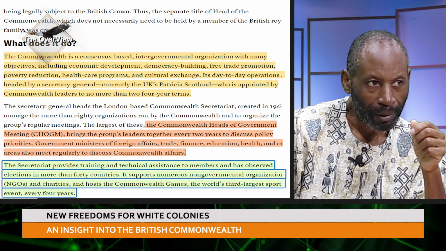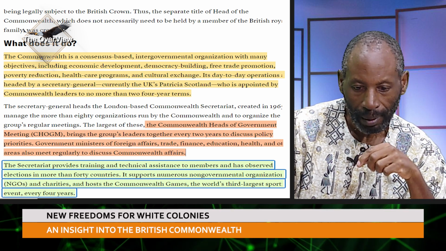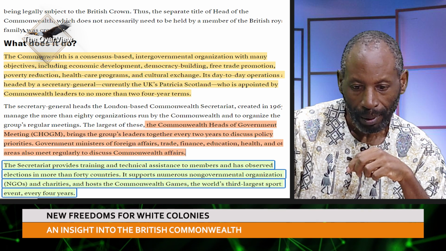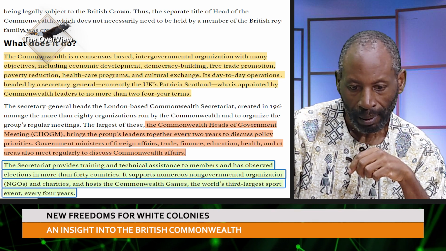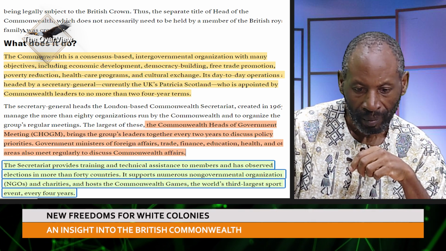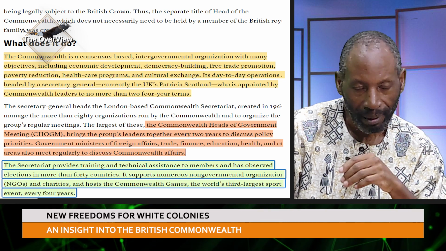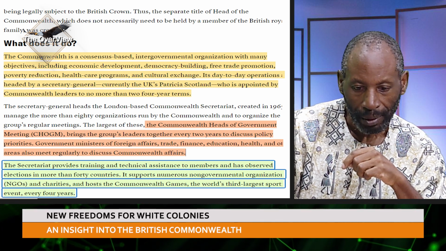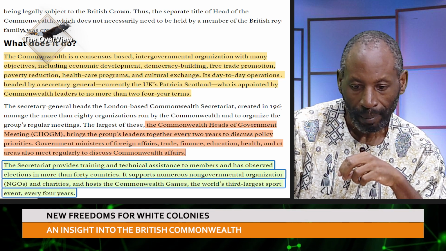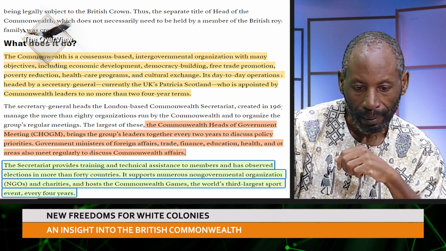So they have their meetings every 2 years. The heads of governments have their meetings every 2 years, but also the foreign ministers and trade and finance ministers meet periodically. So the so-called secretariat, I'll talk about that more later on, provides training and technical assistance to members, and observes elections around the Commonwealth countries. It is something you always hear about, Commonwealth observers attending so-called democratic elections in the Commonwealth countries. I'll deal with that later on.